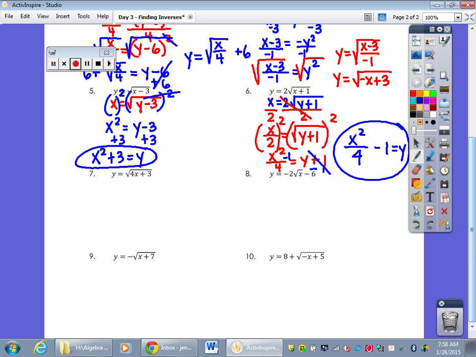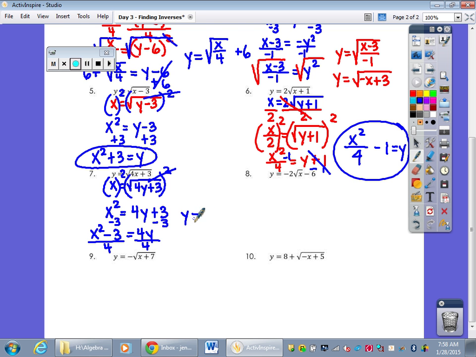Okay, number 7, x equals the square root of 4y plus 3. So we have to undo the square root first. So we're going to square that and square that. So we have x squared equals 4y plus 3. Square root, they cancel. So now we're going to subtract 3. So we have x squared minus 3 is equal to 4y. And then we divide by 4. So y is equal to x squared minus 3 divided by 4.